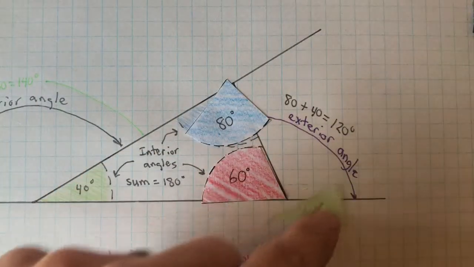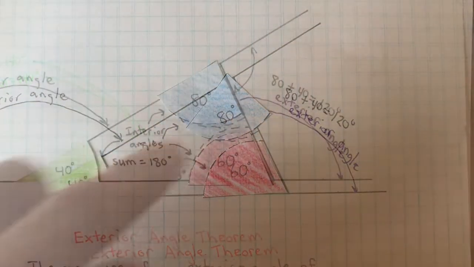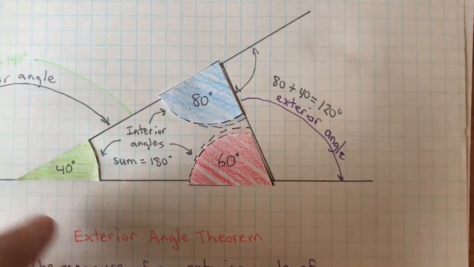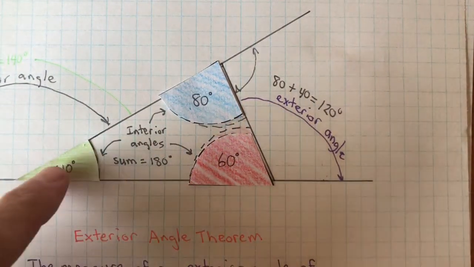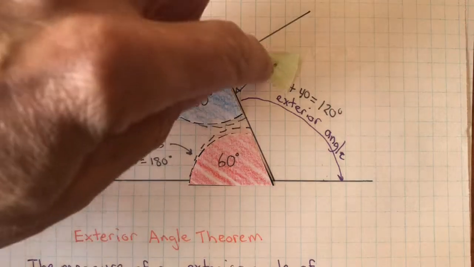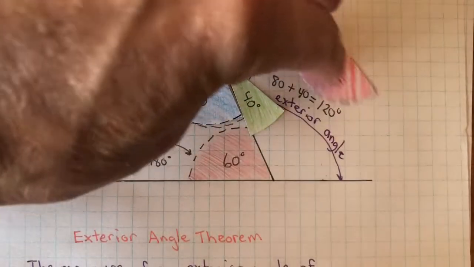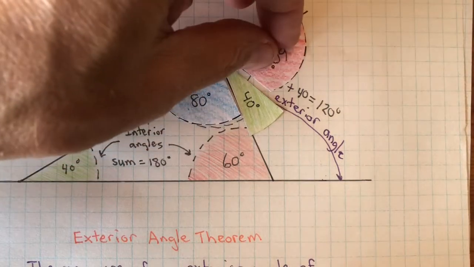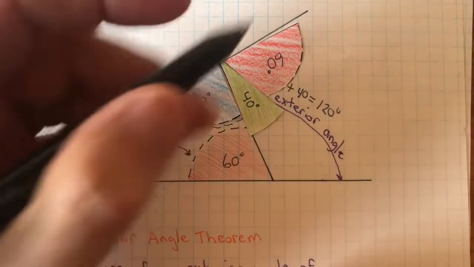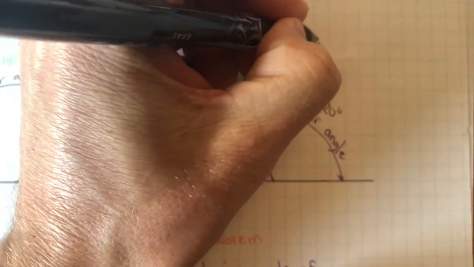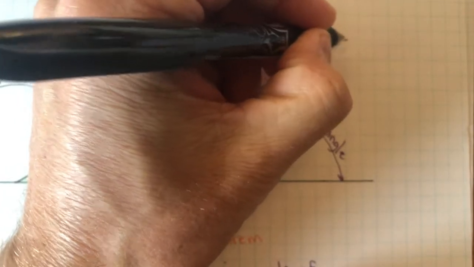And we'll go ahead and do this for the third one as well. So now for the third angle, I'm going to take these two remote interior angles, 40 plus 60. So we have 40 plus 60 equals 100 degrees.